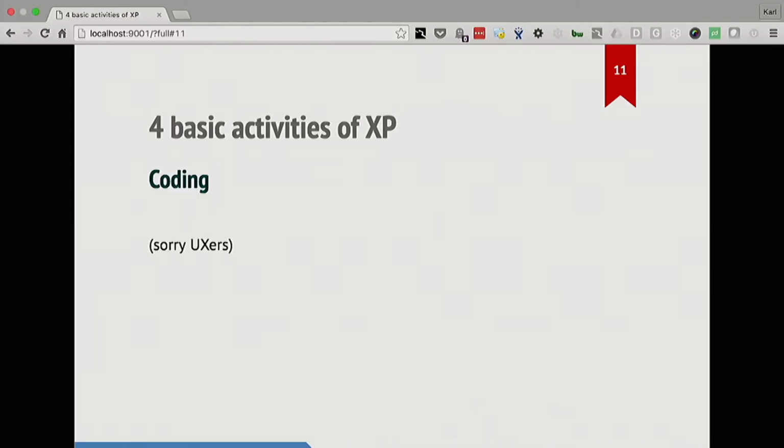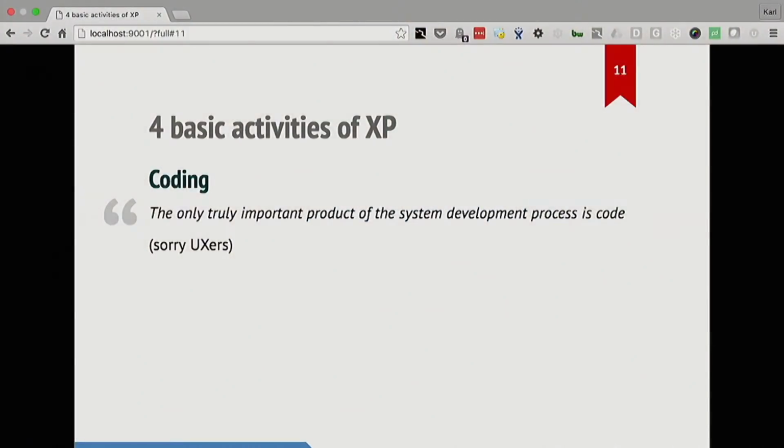And so there are 4 basic activities of extreme programming. This is usually the part where I lose the UX designers. So I put my apology up there even before I say anything. Because the only true important product of system development is code. Code is what gets created. It's code that makes the product. The only important part of system development is the code.